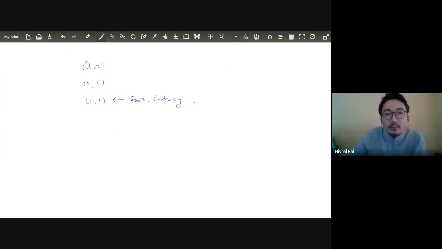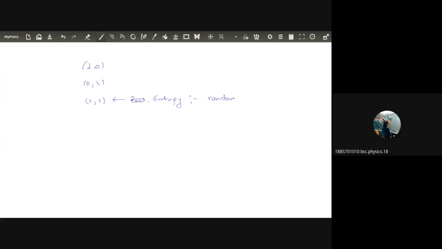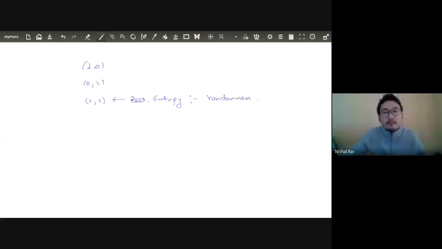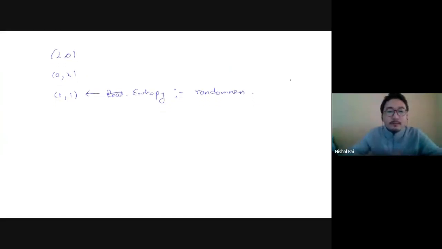Because basically entropy is what? Your randomness. Do you all remember? So basically your entropy is your randomness. Now when you see this, how many configurations are possible? Two: A, B and B, C. So the randomness will increase. Clear?